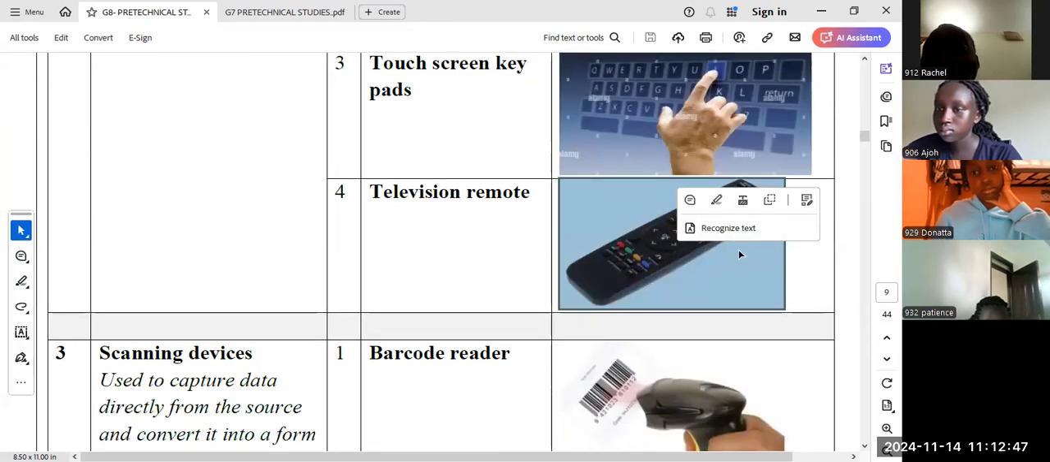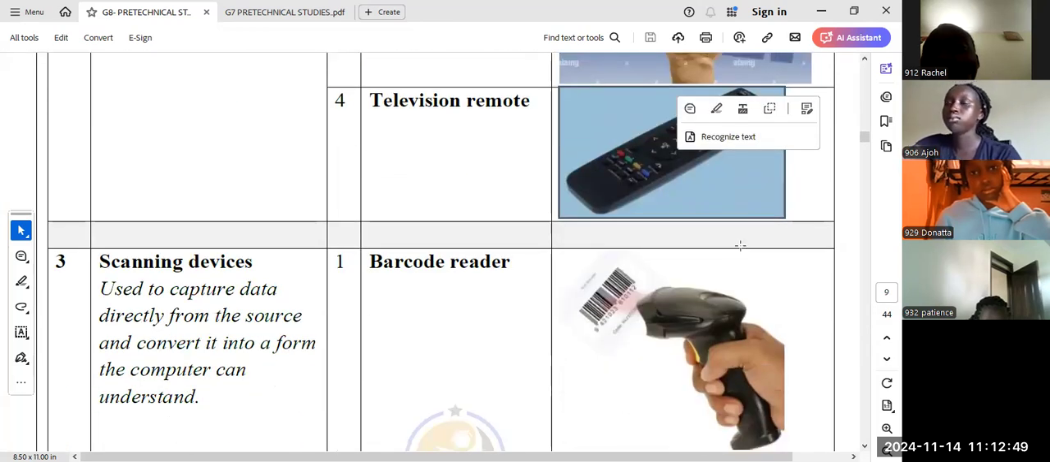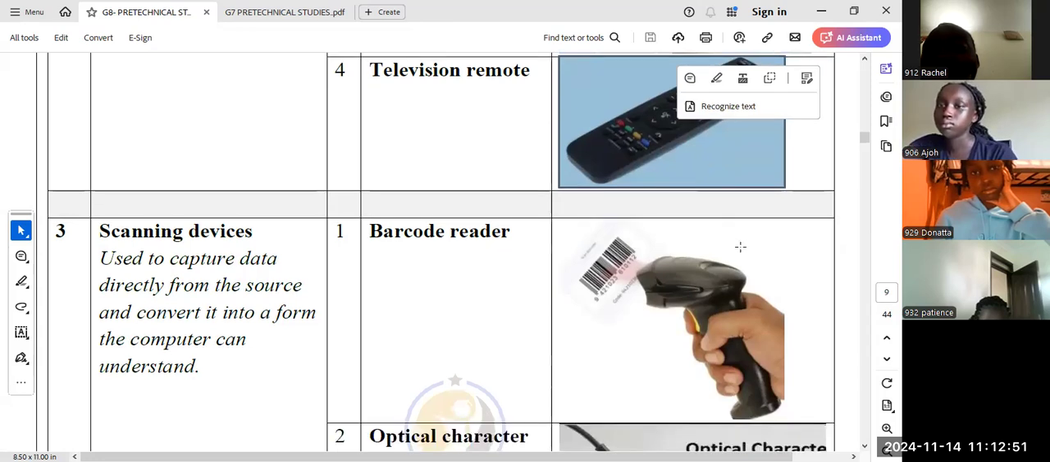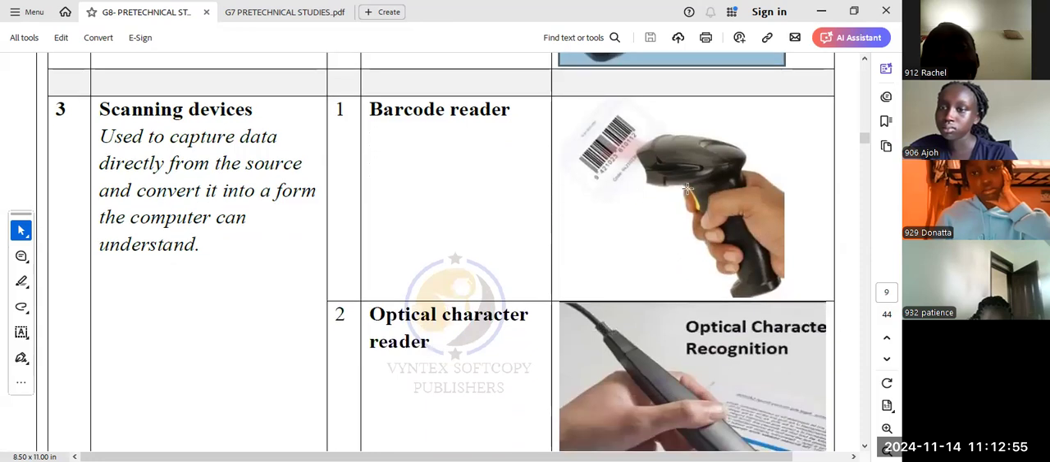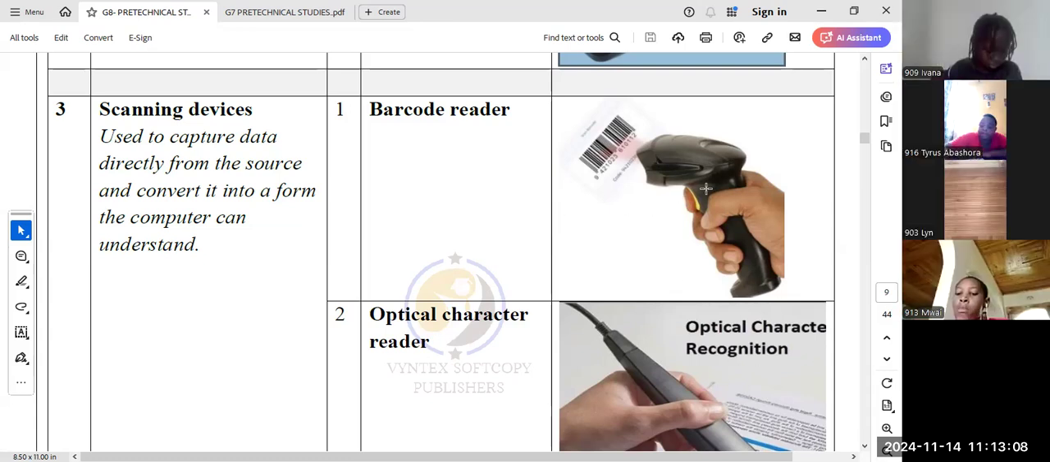Then this is the remote, of course. You all know remotes. Even some of you have them right now, only that after the class, boom, you are back to watching with your remote. This one is the barcode reader, used to capture data directly from the source and convert it into a form that the computer can understand. I had given you an example of that used at the supermarket when paying for items.